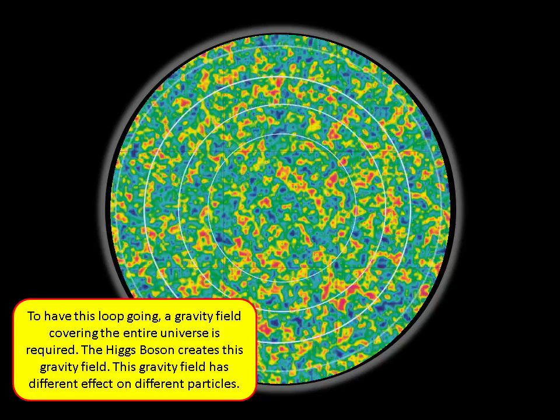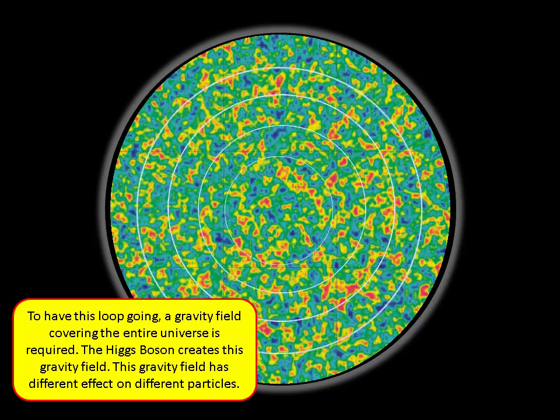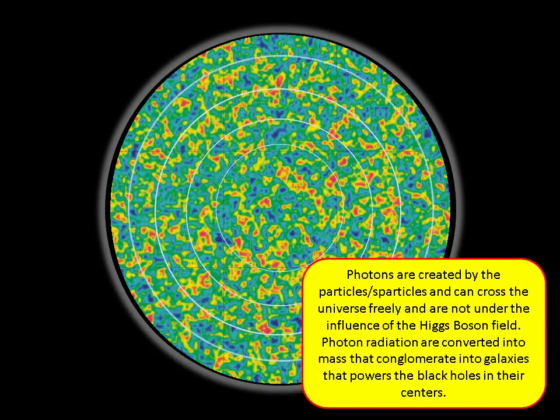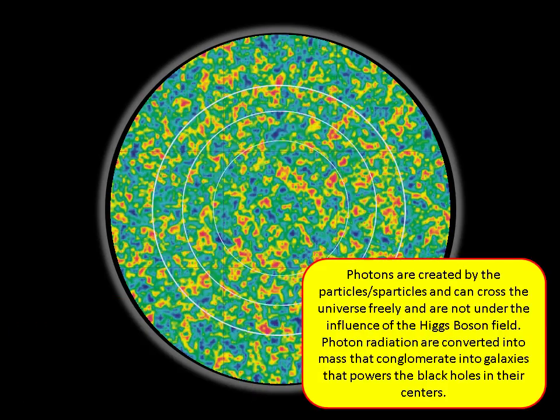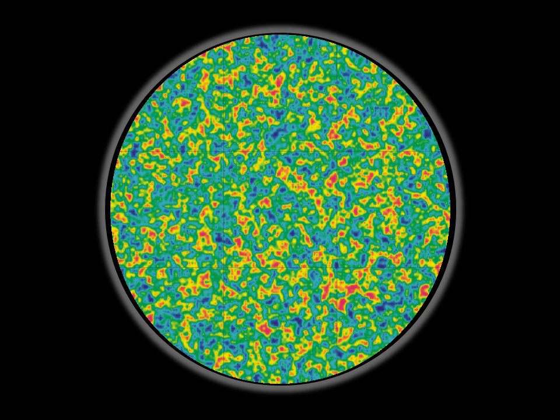To have this loop going, a gravity field covering the entire universe is required. The Higgs boson creates this gravity field. This gravity field has different effect on different particles. Photons are created by the particles, and can cross the universe freely, and are not under the influence of the Higgs boson field. Photon radiation are converted into mass that conglomerate into galaxies, that powers the black holes in their centers. The Higgs boson was found at CERN in 2013 at 125 gigaelectron-volt, between other bosons of 115 and 140 gigaelectron-volt.